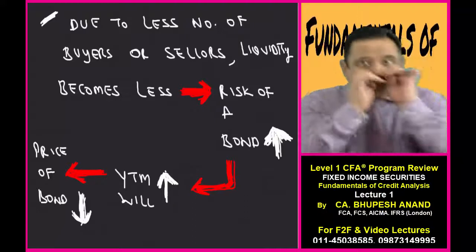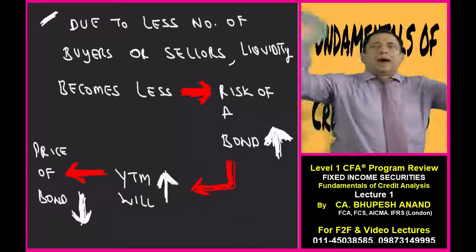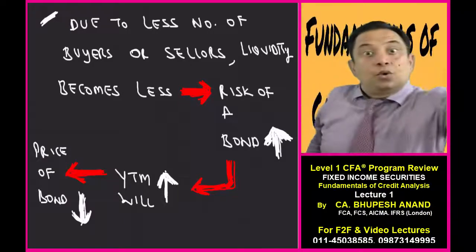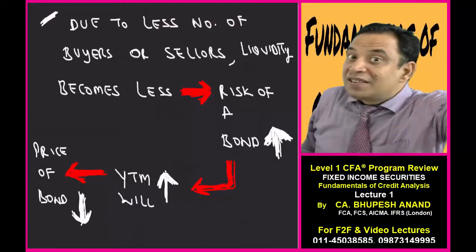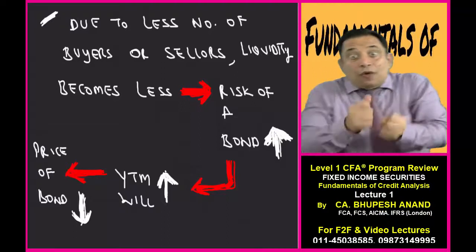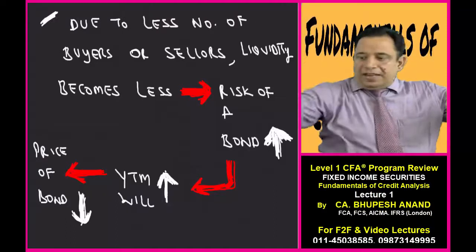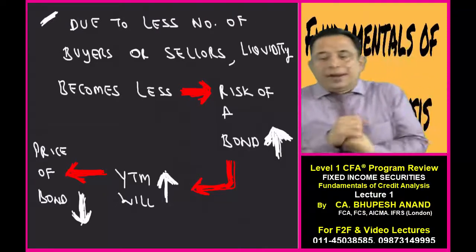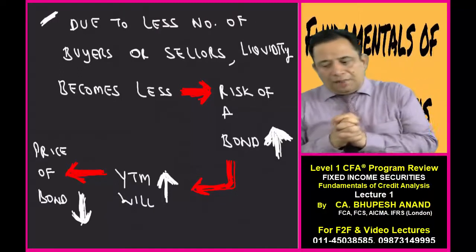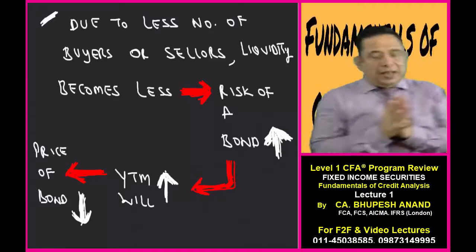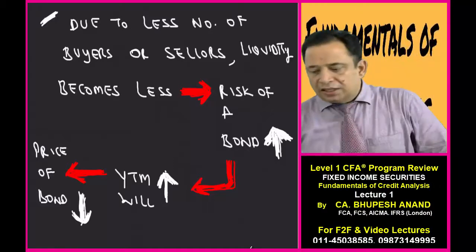And the second risk is that people have stopped purchasing and selling the bonds of Apollo Tires. There are no buyers and no sellers. When there are no buyers and no sellers, it means it is a liquidity risk. And when there is a liquidity risk, it means that YTM will increase, spread will widen, price will come down. So please write down this point also. Due to fewer buyers or sellers, liquidity becomes less, the risk of the bond and YTM will increase, and the price of the bond will decline.